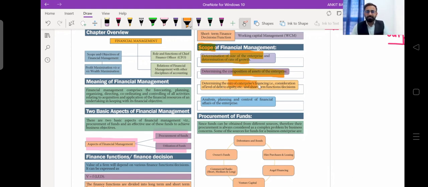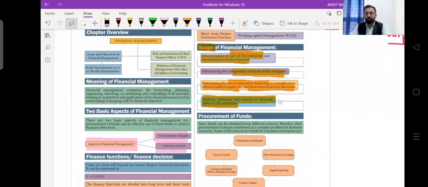Determining the mix of enterprise financing, that is, consideration of level of debt to equity, etc., and short term function and decision. You have to decide how you will be raising the money. You can raise money by issuing equity of your organization, or otherwise you can borrow debt from banks or financial institutions, or maybe from the public. So the debt equity ratio should be very much clear. Analyzing, planning and control of financial affairs of the enterprise, this point we will be discussing in coming lectures.